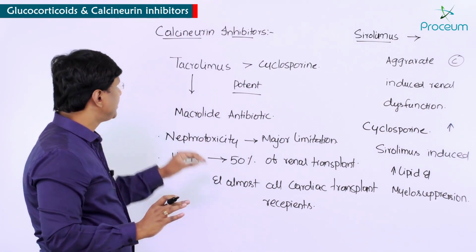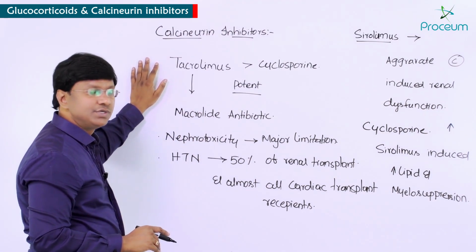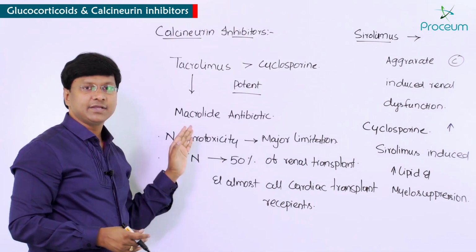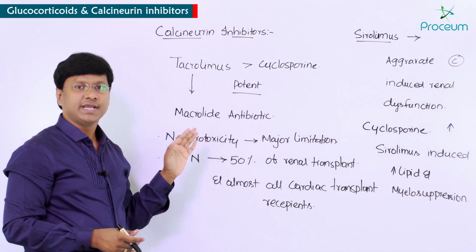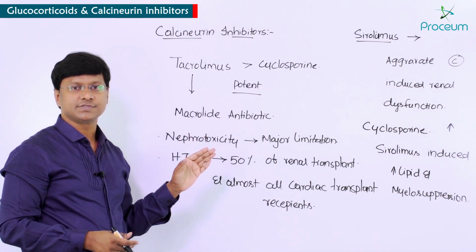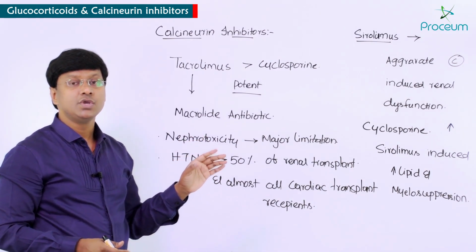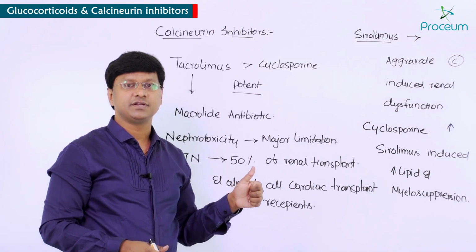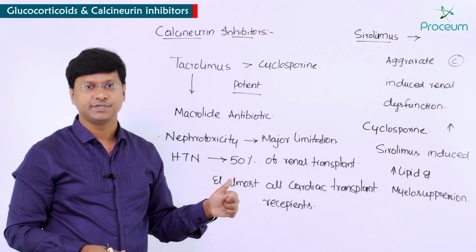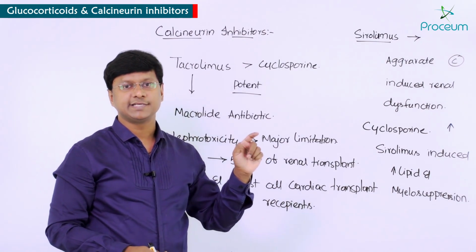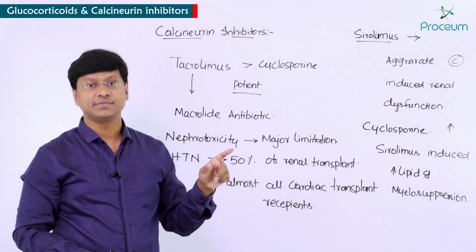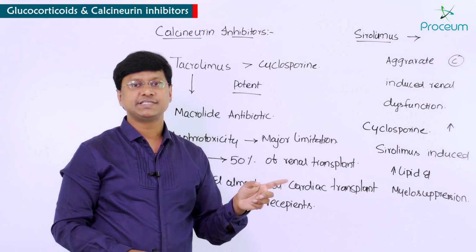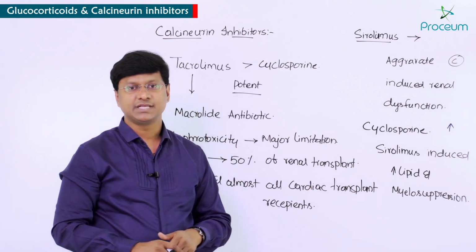So these are some of the important points to remember regarding calcineurin inhibitors. Potency-wise, tacrolimus is more potent than cyclosporin, and tacrolimus is a macrolide antibiotic. The major limitation of cyclosporin therapy is nephrotoxicity, a major indication for cessation or modification of therapy. Hypertension occurs in 50% of renal transplant and almost all cardiac transplant recipients. And cyclosporin has a drug-drug interaction with sirolimus: sirolimus aggravates cyclosporin-induced renal dysfunction, whereas cyclosporin increases sirolimus-induced hyperlipidemia and myelosuppression.